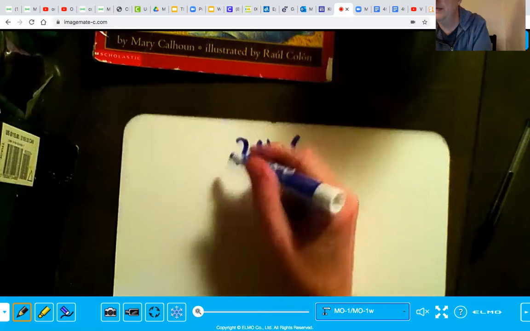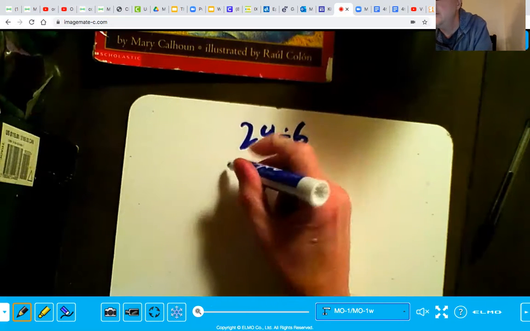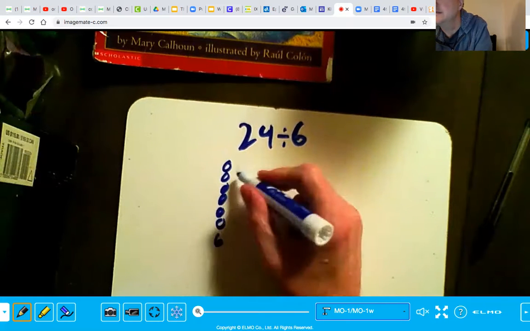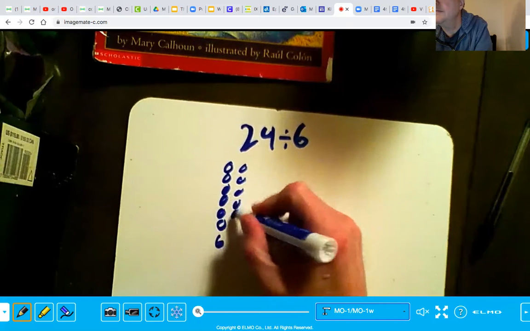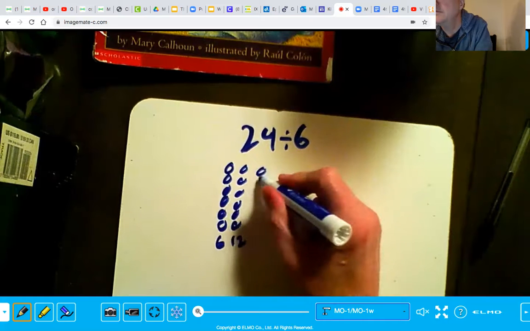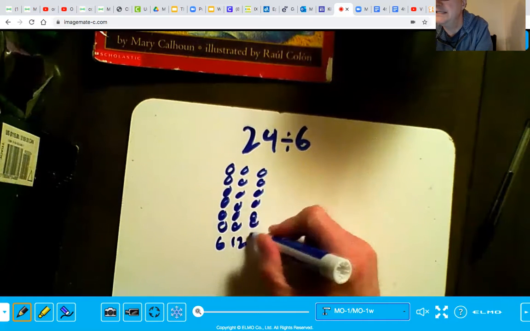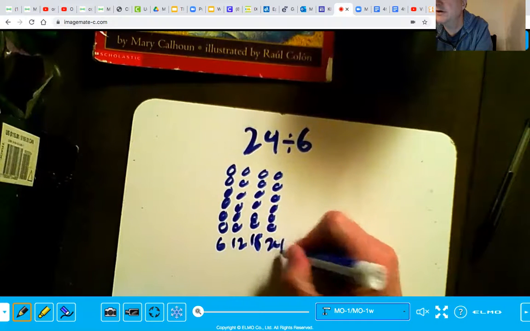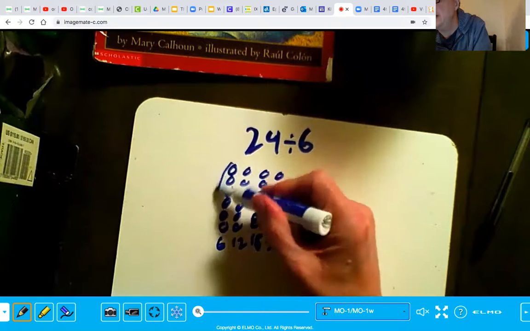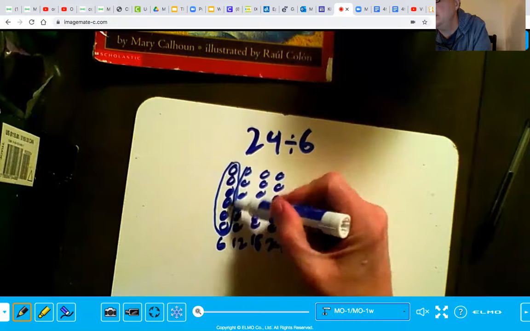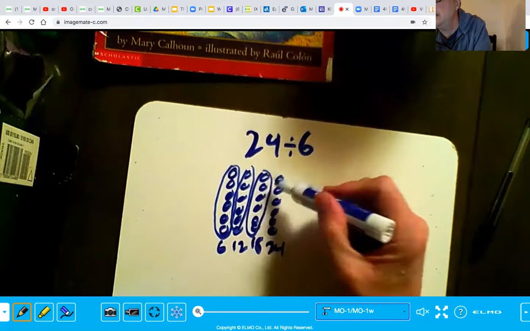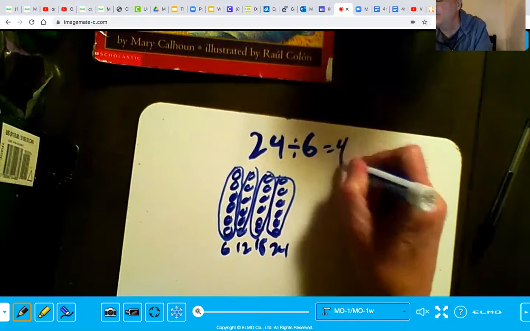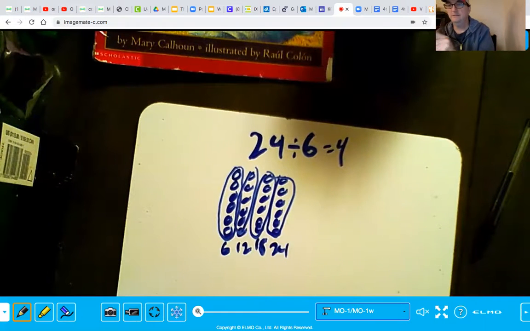So for example, we just start 1, 2, 3, 4, 5, 6. That's 6. Another 6 makes 12. Another 6 makes 18. Another 6 makes 24. So we've made all the groups we can. And how many groups do we make? 1, 2, 3, 4. 24 divided by 6 is 4. So we can use an array like that.